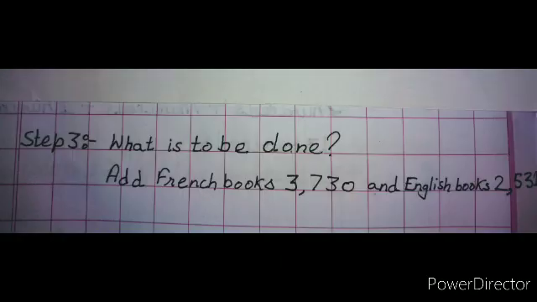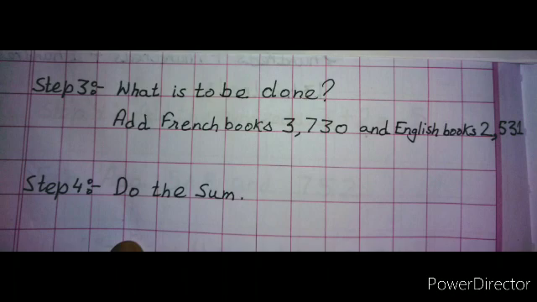The third step says what is to be done. Now we have to find out the total. So we have to add it. Okay. So we will add French books and English books. Last step is do the sum. Okay. So let us understand now. Do the sum, do the solution of this.